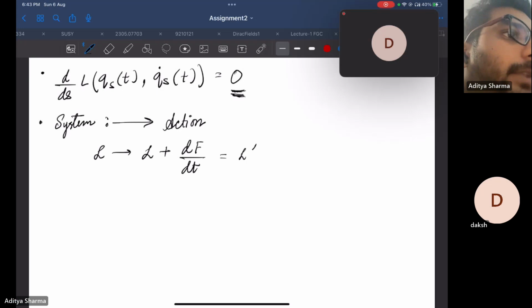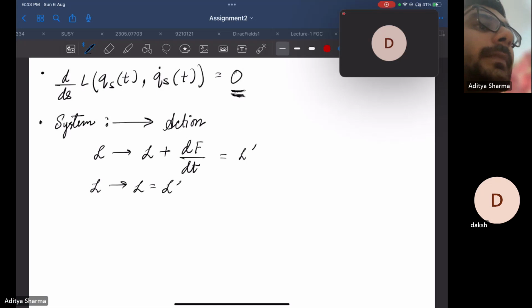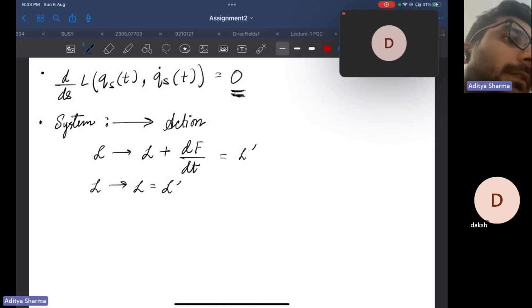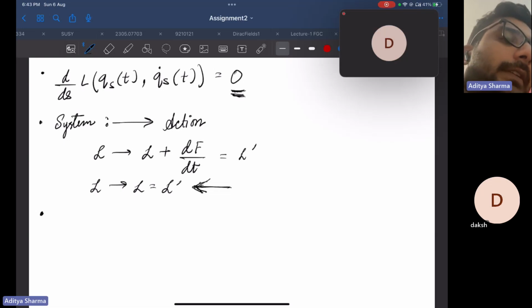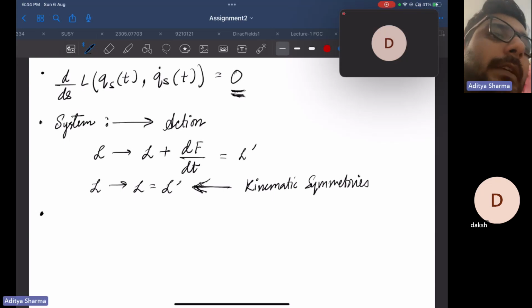But if the new Lagrangian is the same as the old Lagrangian, then the action also doesn't change. So in his derivation, what he is doing is this case. These kinds of symmetries are called kinematic symmetries. These types of symmetries are called dynamical symmetries.